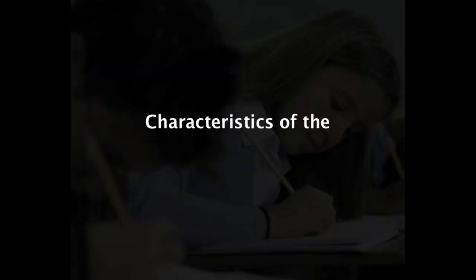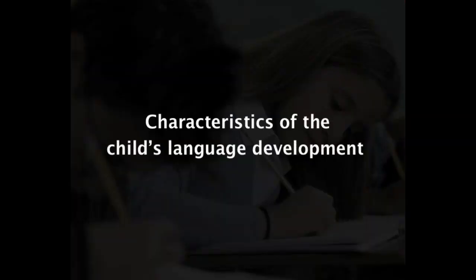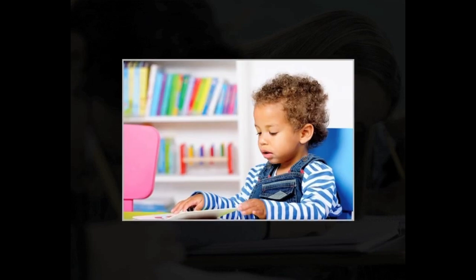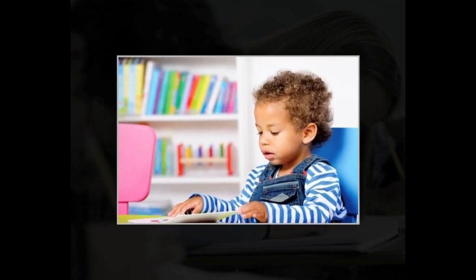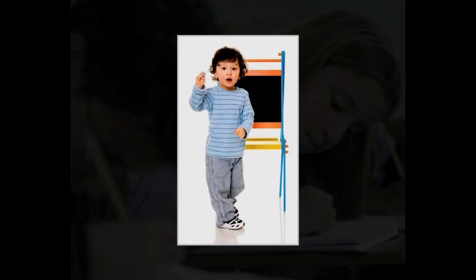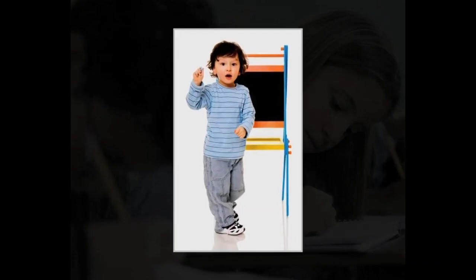Now, let us look at the characteristics of the child's language development. The children's language deals with the present and is egocentric. The child does not know parts of speech. The language is unique to the child's age. The children are active participants in their own language learning. These are the characteristics of language development.